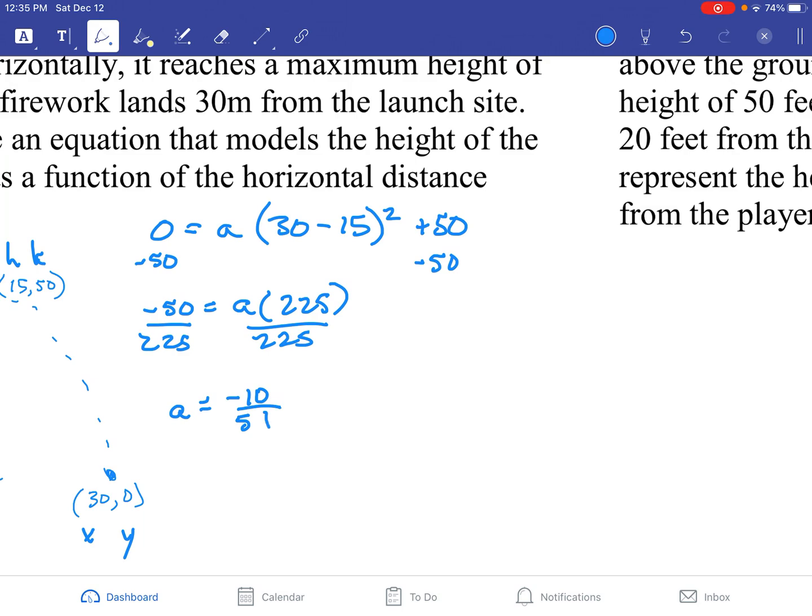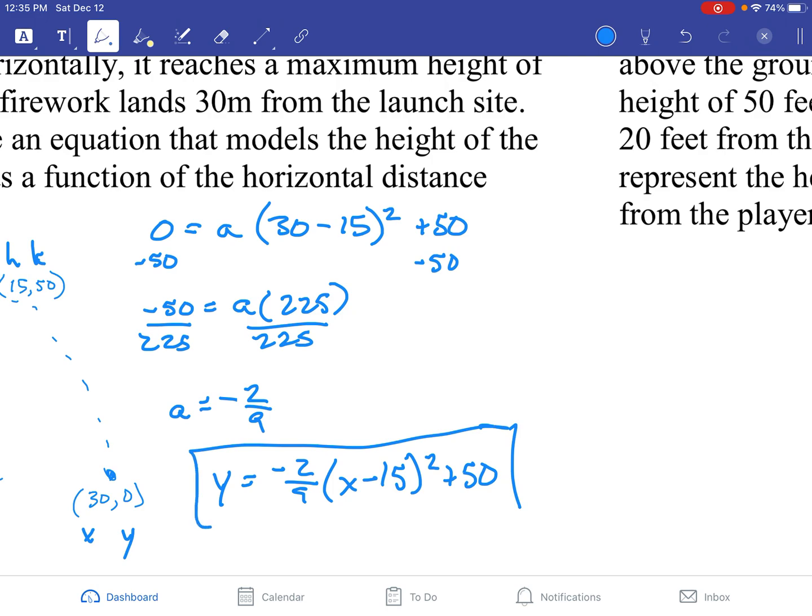Oh, sorry, I did that wrong. 50 divided by 225. I put 255. Something seemed wrong with that. 2 over 9. Negative 2 over 9. Sorry about that. So we got y is equal to negative 2 over 9 times x minus 15, quantity squared, plus 50. So that is the equation for the parabola of the rocket launcher.